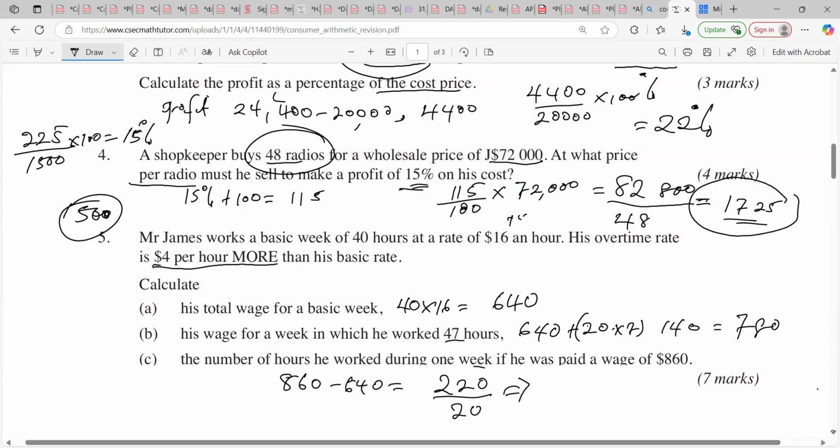That gives an additional 11 hours. So it means that he would have worked 40 plus 11, so he worked 51 hours. And you get that 7 marks.